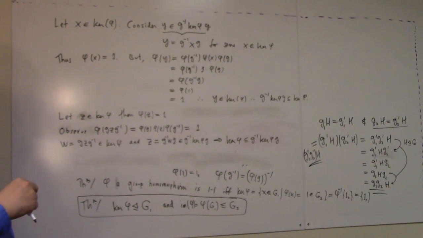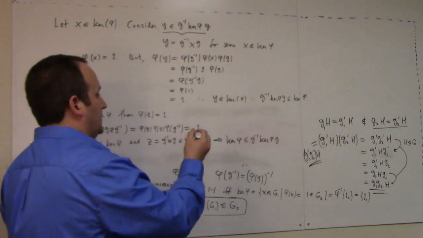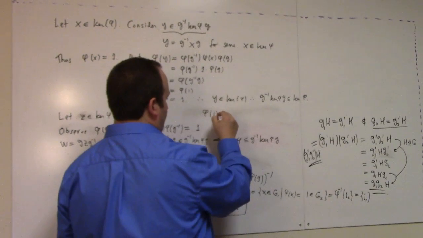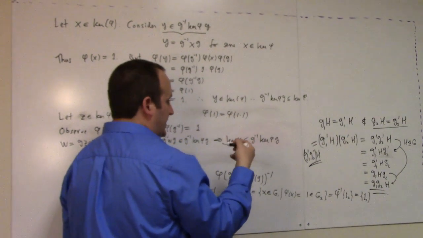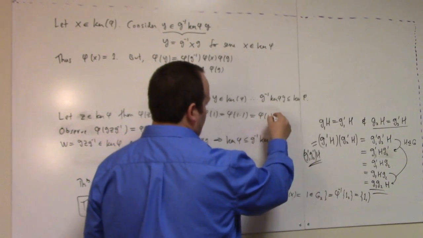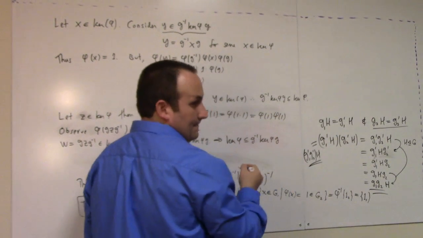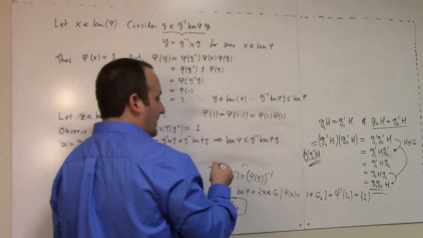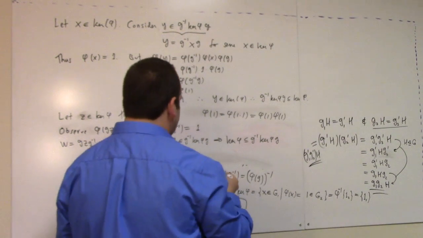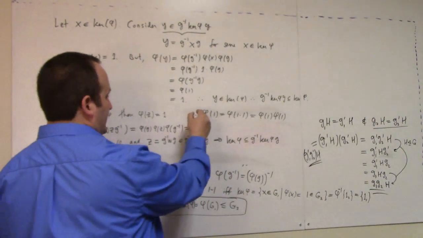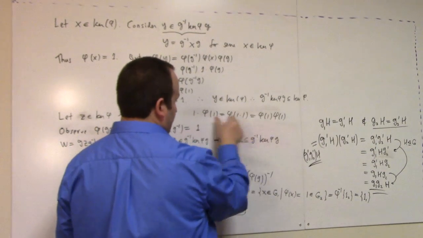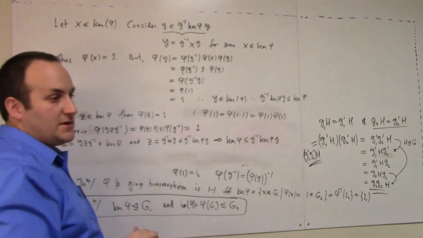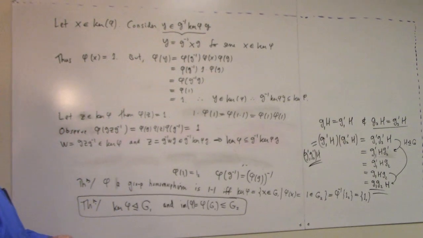One question. How do we know that phi of 1 is 1? Oh, you can prove that. Phi of 1 is phi of 1 times 1, because the identity times identity is identity again. So by the homomorphism property, that's phi of 1 times phi of 1, which means phi of 1 has to be the identity. Because you have a cancellation property in the group, so I can multiply by phi of 1 inverse on both sides and get phi of 1 equals 1.